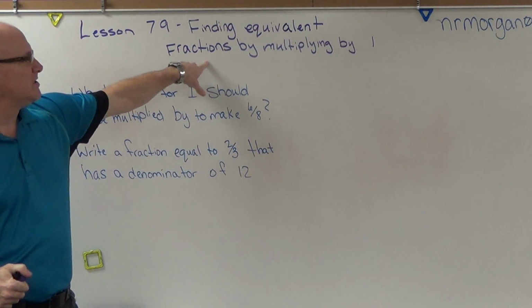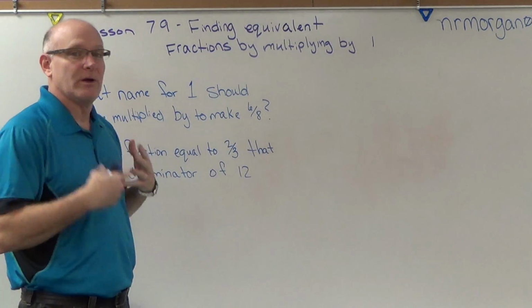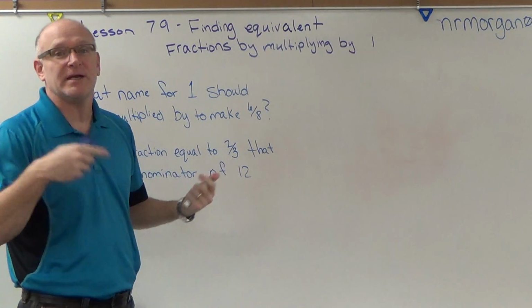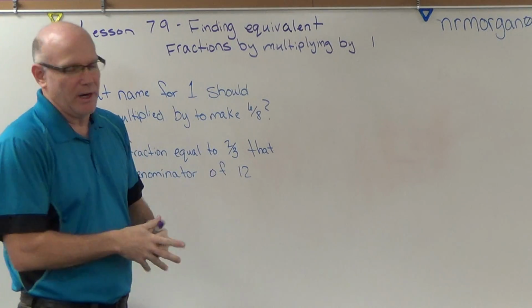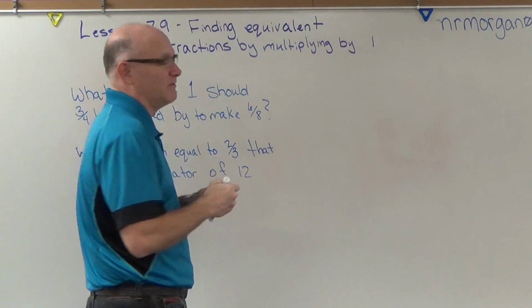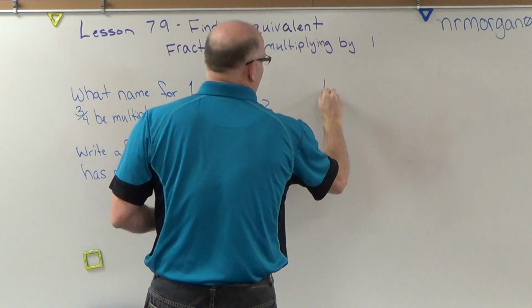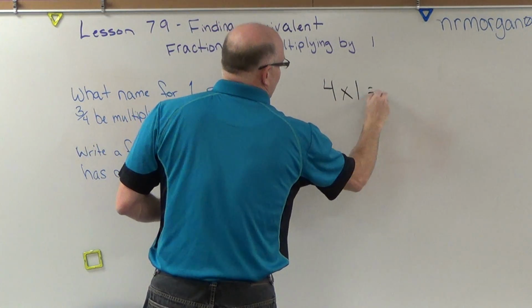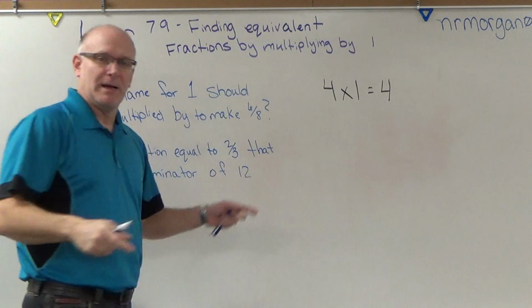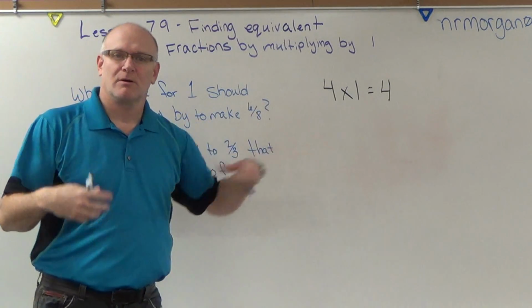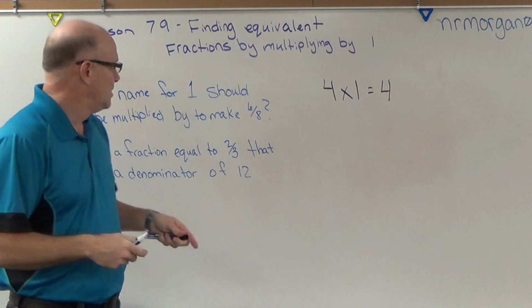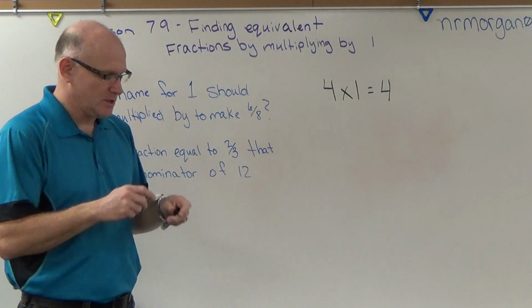Find the equivalent fraction by multiplying by 1. Now, we learned a long time ago that if you multiply anything times 1, it stays as itself. So if we do 4 times 1, it's going to equal 4, right? It doesn't change. So we can do the same thing with fractions.